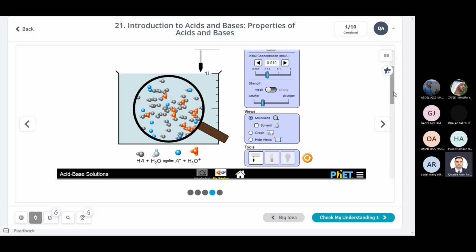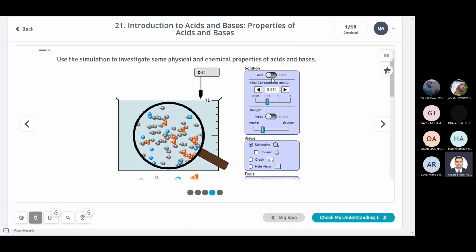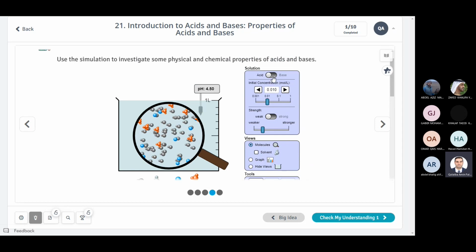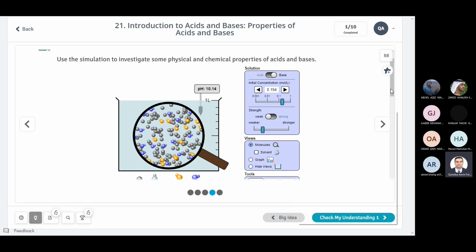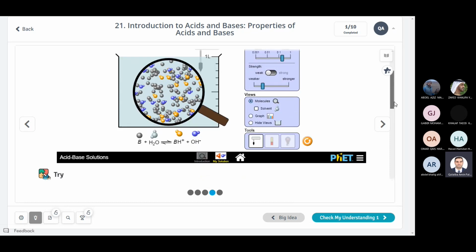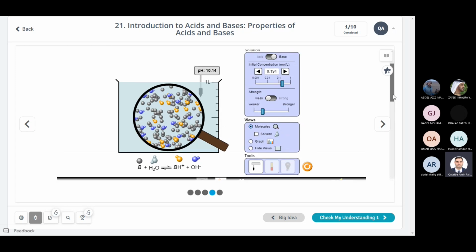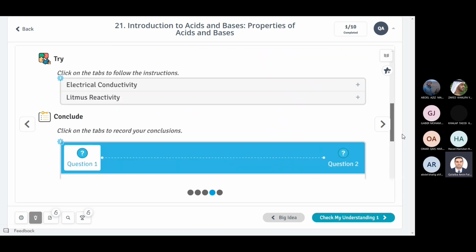In My Solutions, you can create your own solution and see whether it's acidic or basic, work with pH, and change the initial concentration, do whatever you want to change. Okay, this is how you study the acids and bases. How do you discover the composition of these acids and bases?